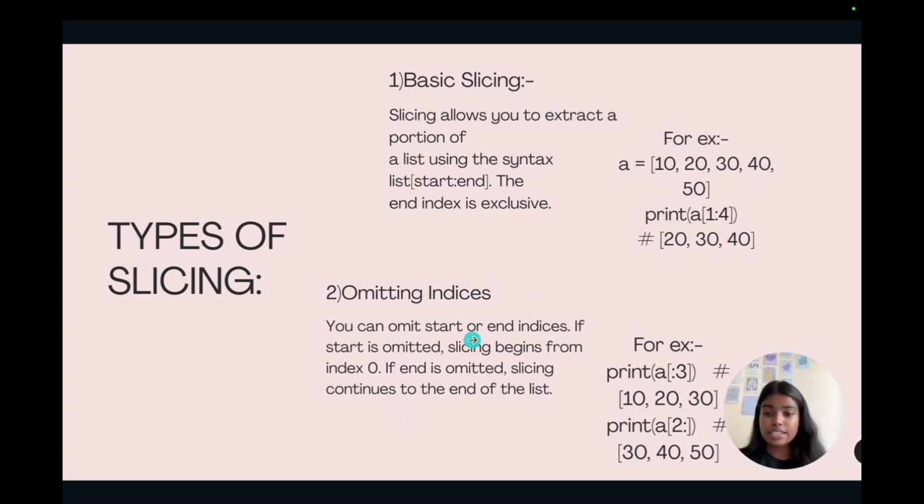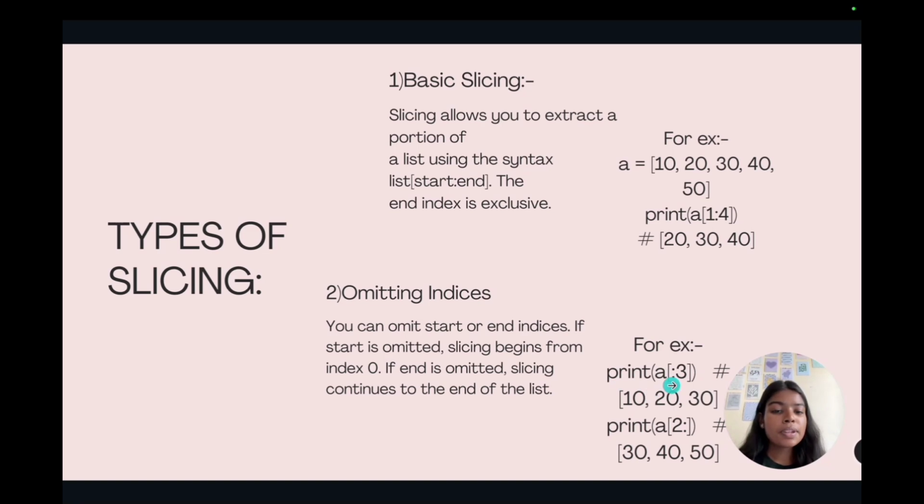Second is omitting indices. You can omit starting or end indices. Here, by omit, I mean not to include something. If start is omitted, slicing begins from the index 0. If end is omitted, slicing continues to the end of the list.